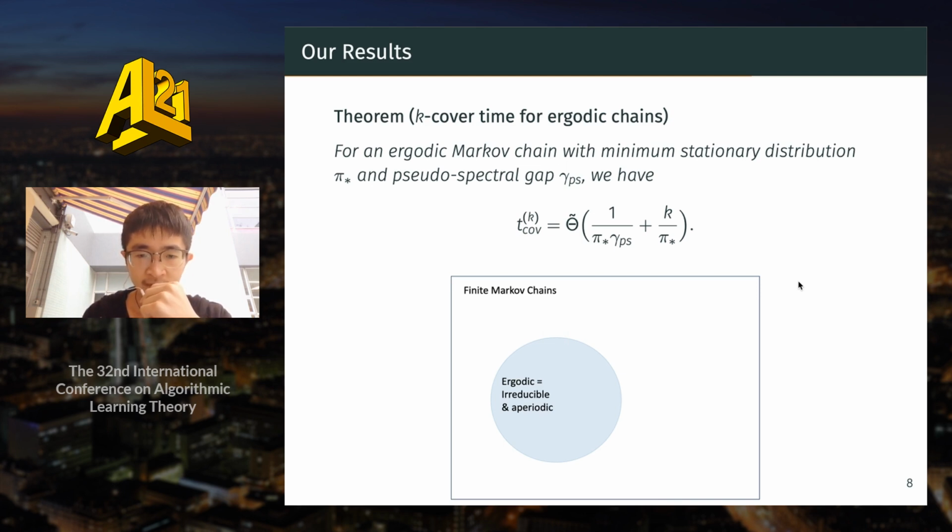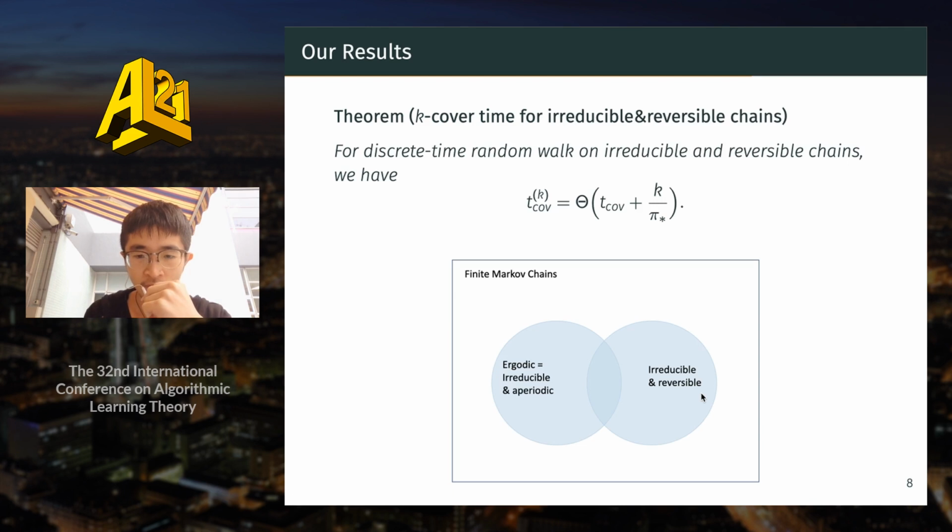We remark that for finite Markov chains, ergodic is essentially equivalent to irreducible and aperiodic. So ergodic chains also don't cover all chains that are irreducible and reversible. So we still need something more for reversible chains. So here's what we have proven.